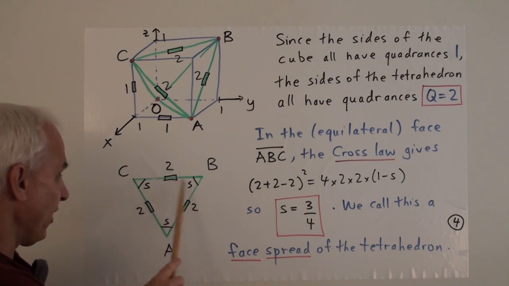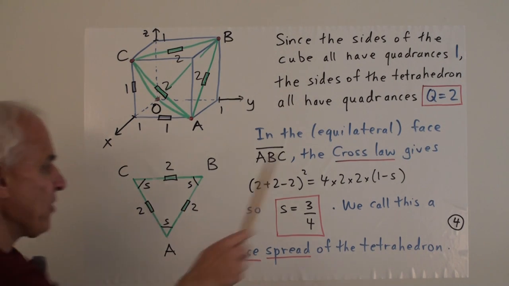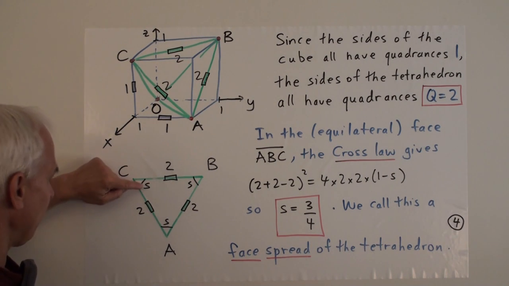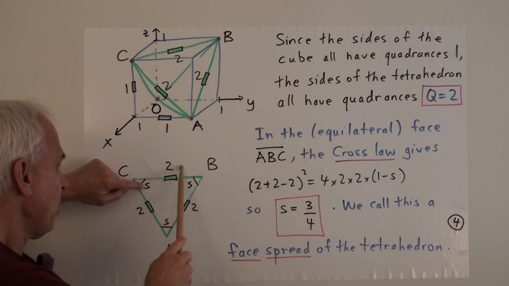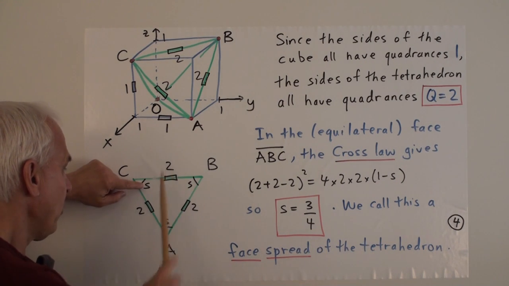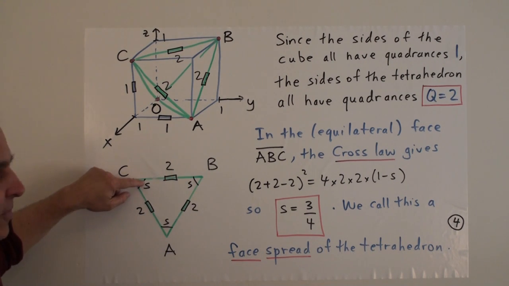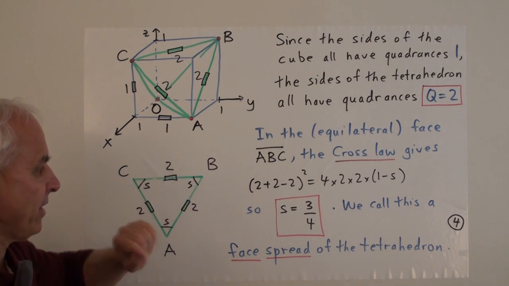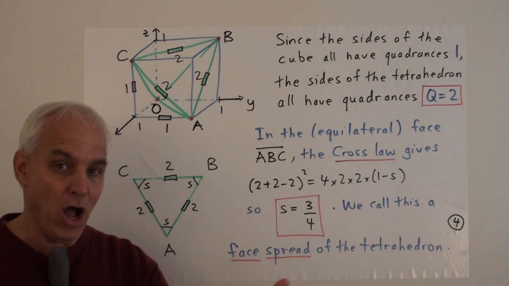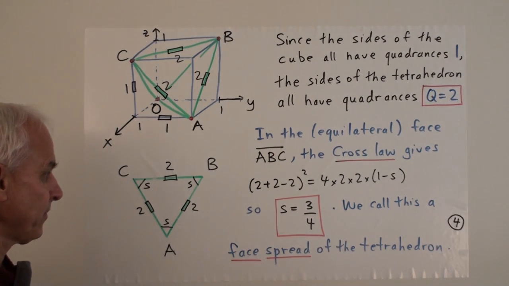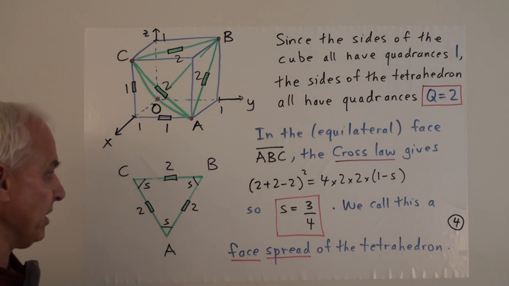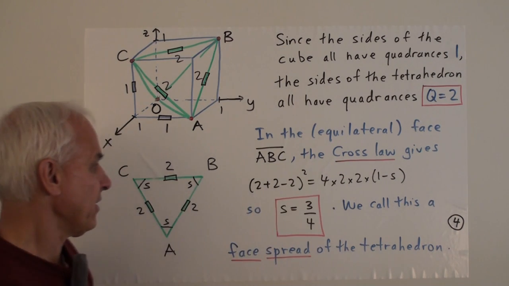We can calculate this spread S, if we didn't know it already, by the cross law in this affine situation. So let's say we are looking at this spread S, then (2 + 2 - 2) all squared should be 4 times 2 times 2 times (1 - S). That's the cross law in the affine situation. Basically the most fundamental law in planar rational trigonometry, but of course applied to this very special situation where all of the quadrances happen to be 2. So things simplify very quickly.